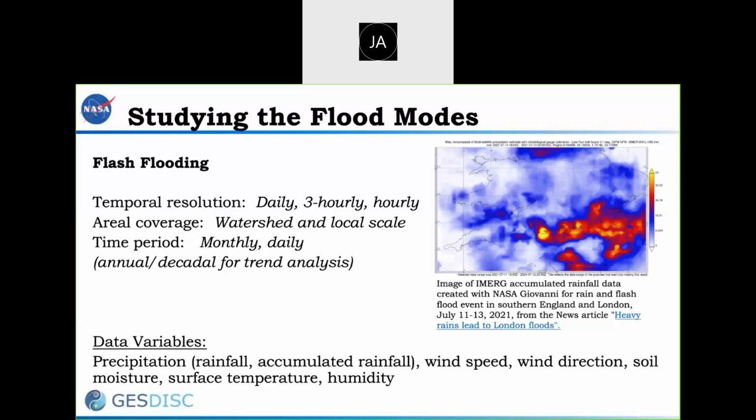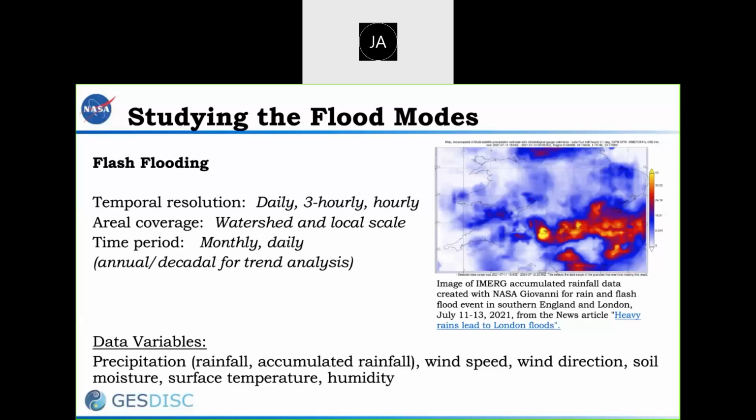Our data variables: precipitation, both rainfall and accumulated rainfall, wind speed and wind direction, because they are generally weather associated events, soil moisture, surface temperature, humidity. Geographically speaking, you can also try and look at elevation and impermeable surfaces. It's also available. Those are not data types that we have, but our associated DACs do have those.